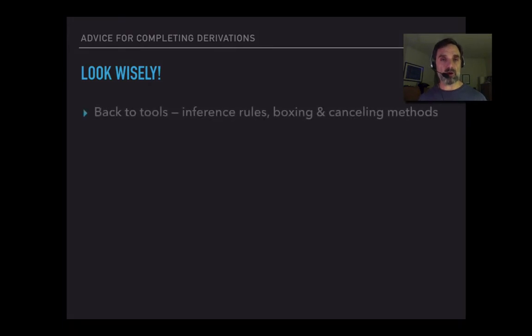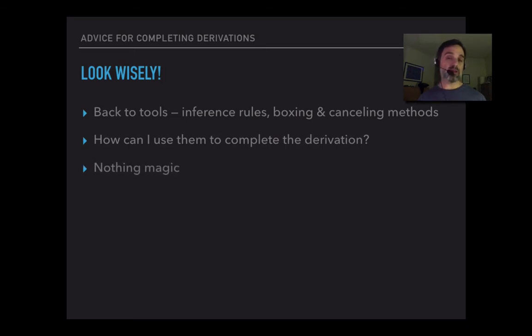So you want to be looking wisely. And you want to be looking in terms of how can I use my inference rules? How can I use my boxing and canceling methods? How can I use them to complete the derivation? And there's nothing magic about this. It's just a matter of learning which features of the derivations to pay attention to, what questions to ask yourself about the derivation. And that's what I'm going to talk about again in this video.